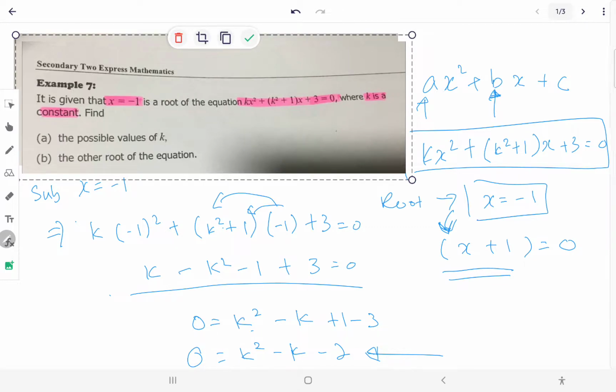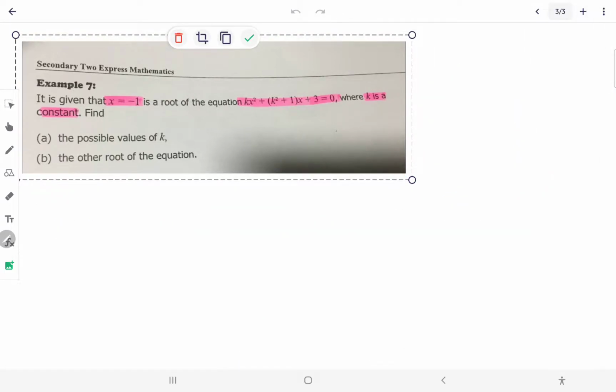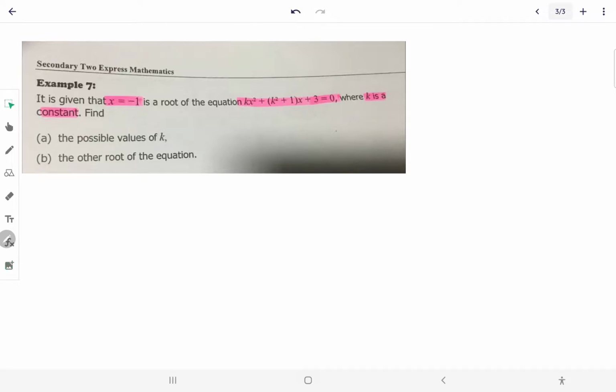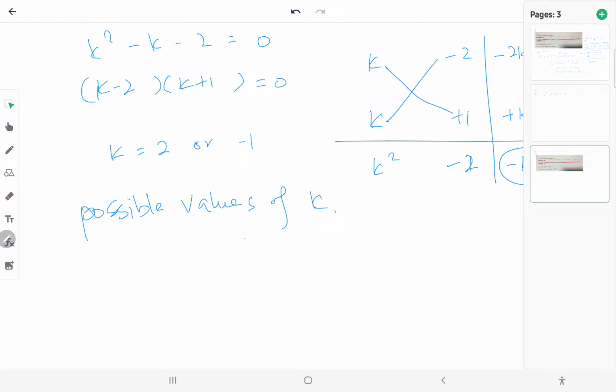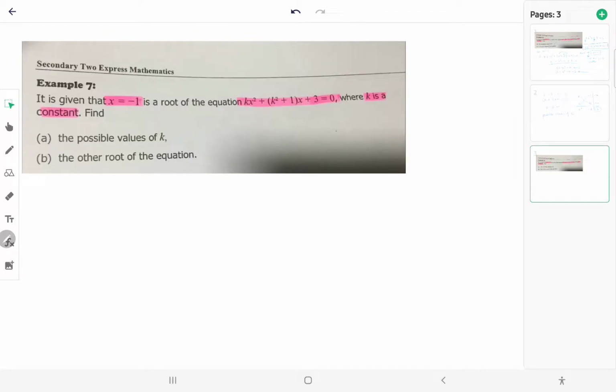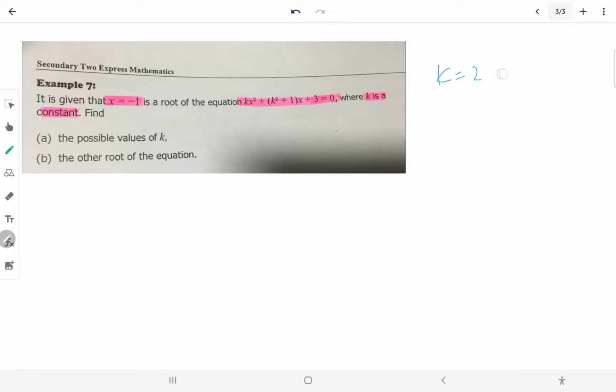Okay, it's done. So we found that k, let's double check again. We found that k equals 2 or minus 1.